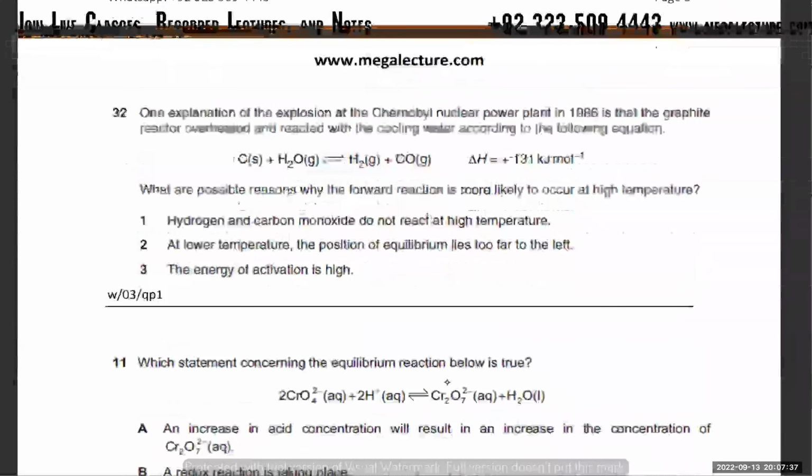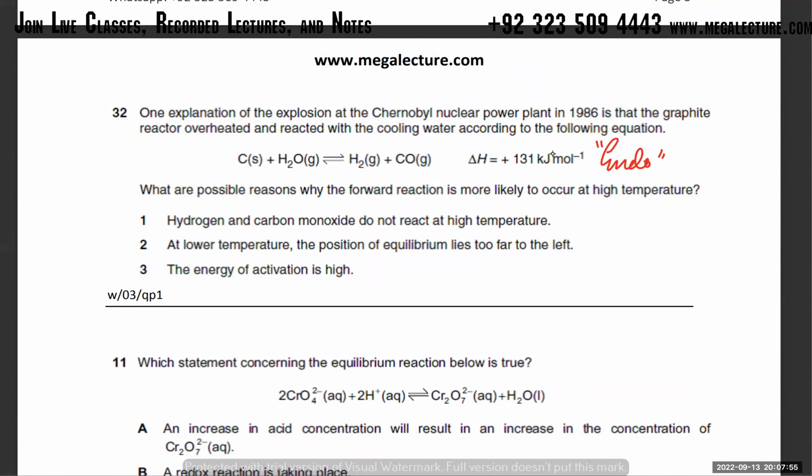Another question. He's saying, what are possible reasons why the forward reaction is more likely to occur at high temperatures? The forward क्यों होता है high temperature? I mean, in this case, forward is what? Endo, right? So forward is endo. So वो reasons पूछ रहा है. Hydrogen and carbon monoxide do not react at high temperatures. Is that true?